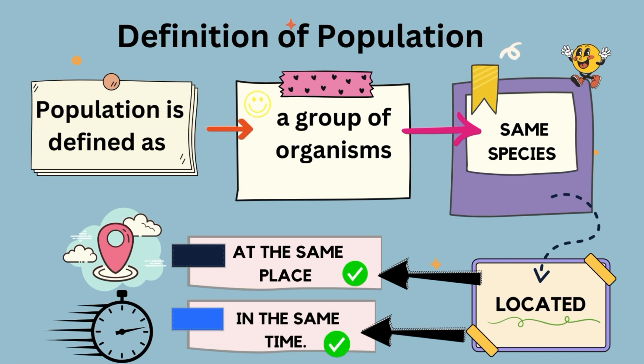What is the definition of population? A population is defined as a group of organisms of the same species located at the same place at the same time.